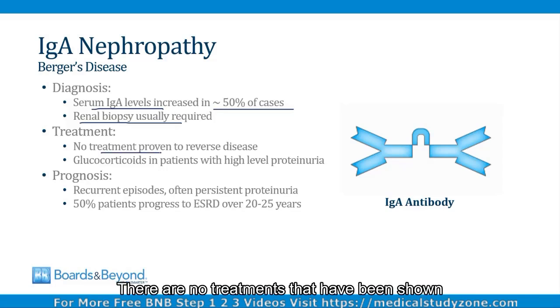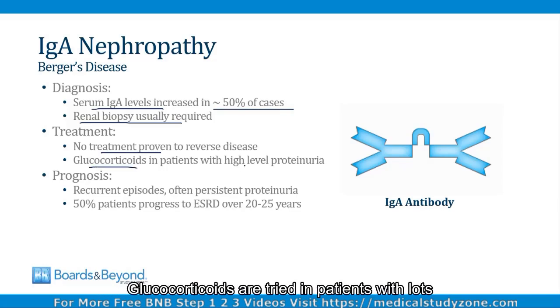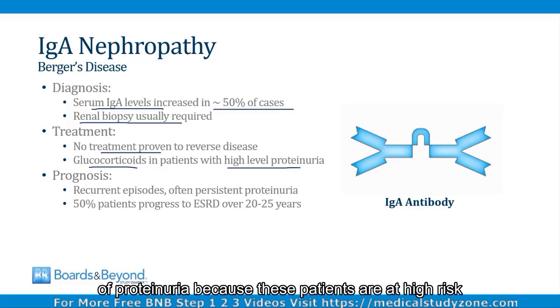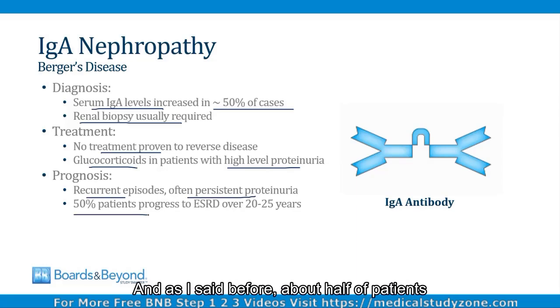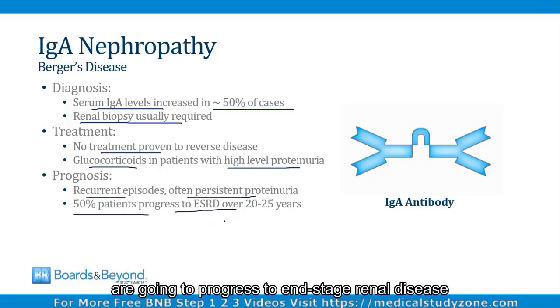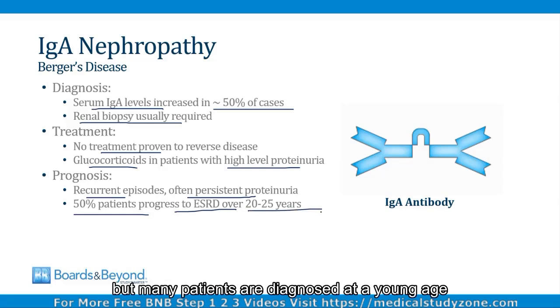There are no treatments that have been shown to reverse the course of disease. Glucocorticoids are tried in patients with lots of proteinuria because these patients are at high risk for developing chronic kidney disease. But other than that, there really aren't any proven treatments. And the prognosis is that patients will develop recurrent episodes and often develop persistent proteinuria. And as I said before, about half of patients are going to progress to end-stage renal disease and hemodialysis. This usually takes 20 to 25 years, but many patients are diagnosed at a young age, and this means that at some point in their life they are going to need to go on dialysis.